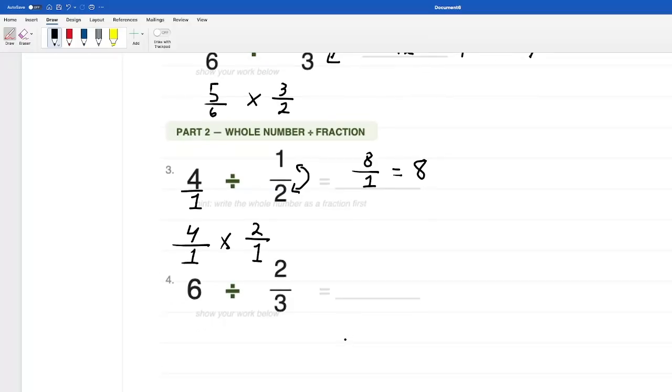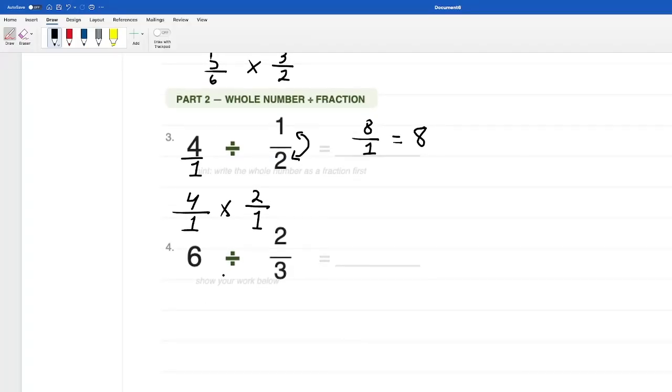Last question here. We got 6 divided by a fraction, right? Well, what's the first step you do? I recommend that you pause the video right now and try to solve this yourself and see the answer that I arrive at and go from there. So 6 over 1, right? We're going to write a 1 under it. There we go. And then, like always, we're going to flip.